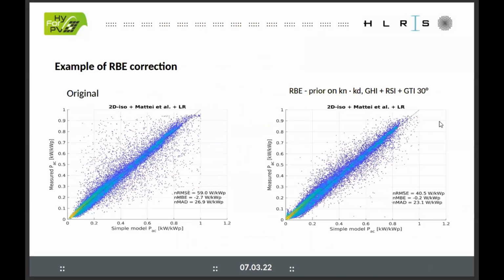This is an application example for a PV plant we were modeling. That's the data using just out-of-the-box transposition models. And this is combining all of the sensors we have on site. So there's a horizontal pyranometer, an RSI, and a tilted sensor. And you can see that the effect is to shrink down and improve the estimates for a lot of the outliers. Overall, the RMSE goes down about 50% from 60 watts per kilowatt peak to about 40.